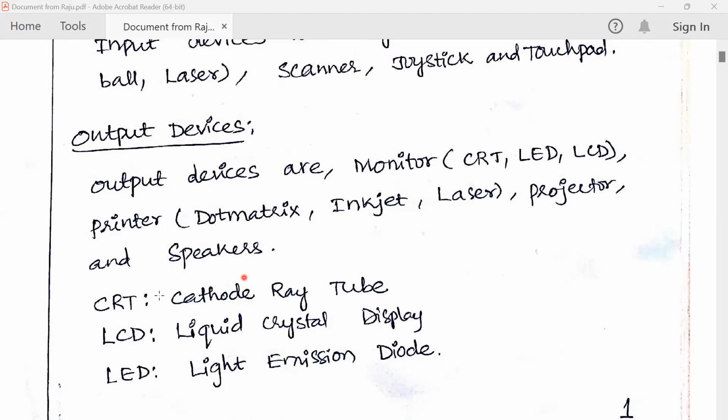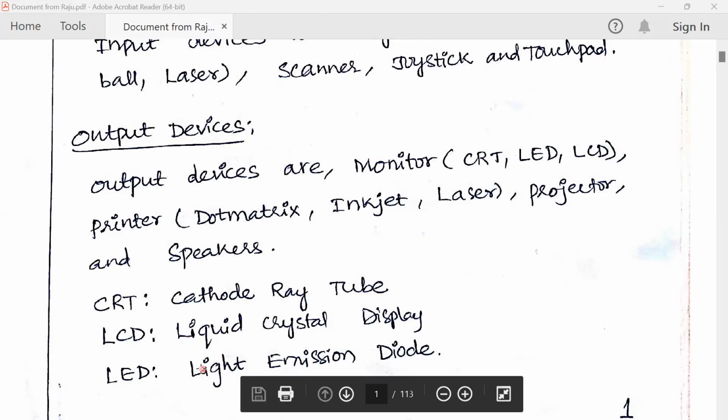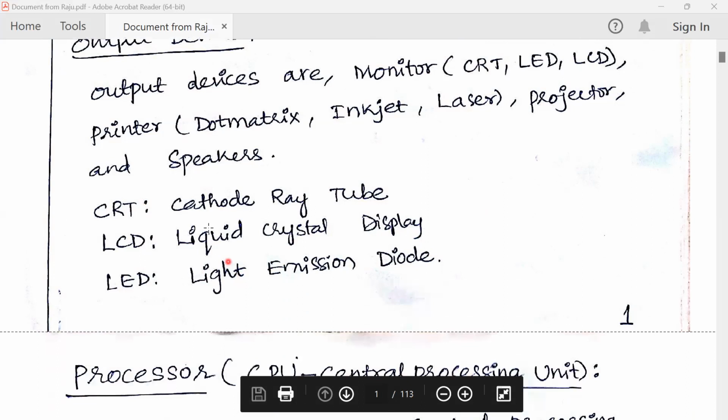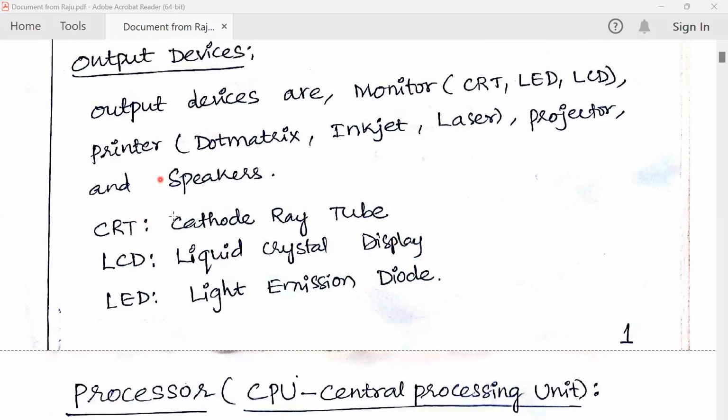Now you can see what CRT is: cathode ray tube. What is LED? Light emitting diode. What is LCD? Liquid crystal display. These are called output devices.